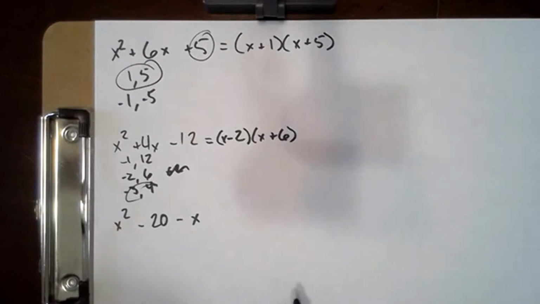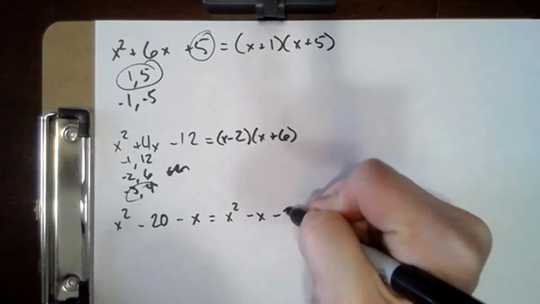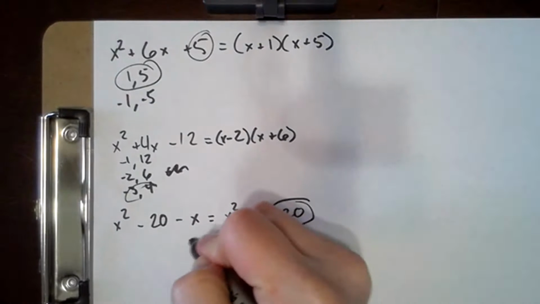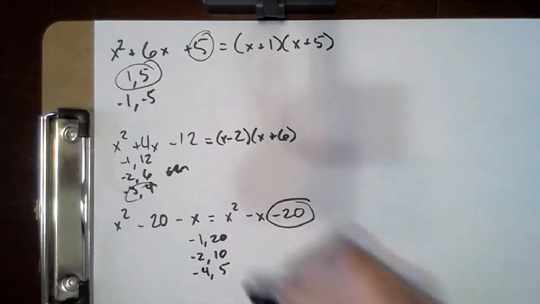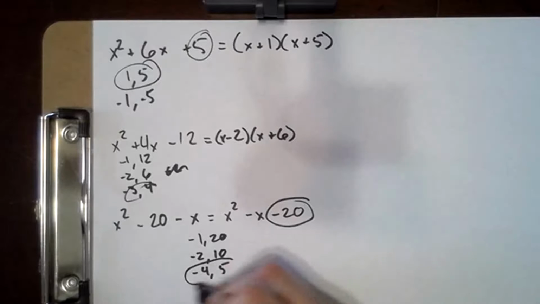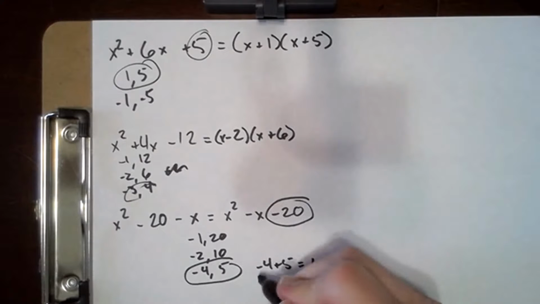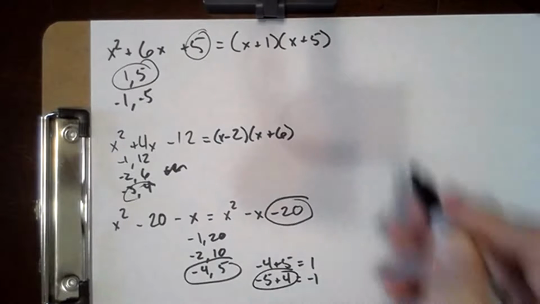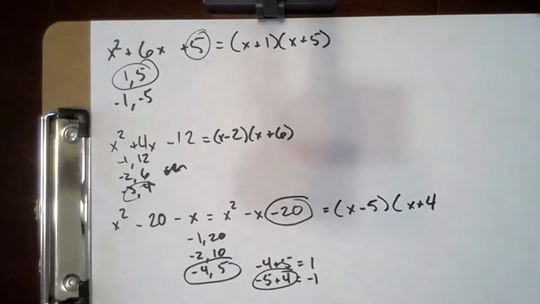Finally, we've got x squared minus 20 minus x. And we want to rewrite this as x squared minus x minus 20. So we're looking for the factor pairs of -20. We've got -1 and 20, -2 and 10, -4 and 5. That's it. Well, -4 plus 5 is +1. So if we reverse those and take -5 plus 4, we get a -1. And so these are the ones we want. This becomes x minus 5 times x plus 4.